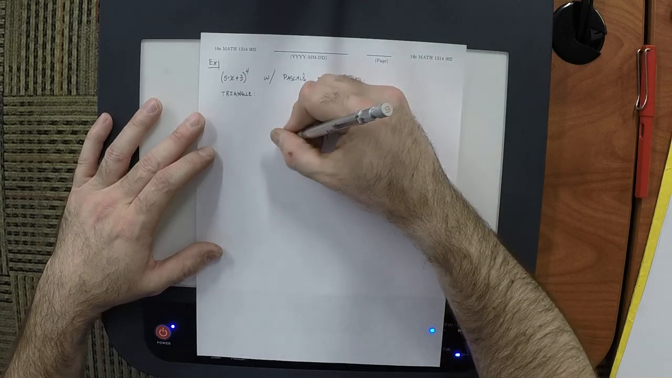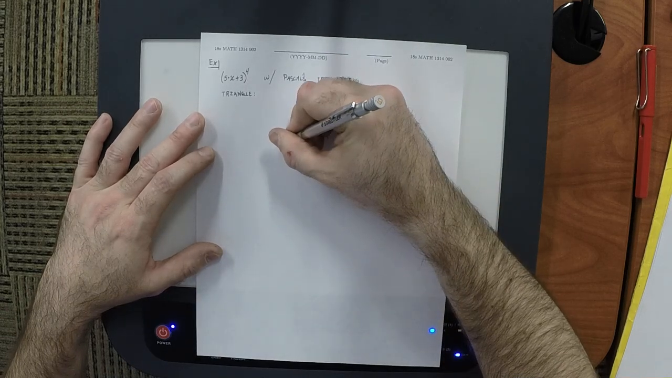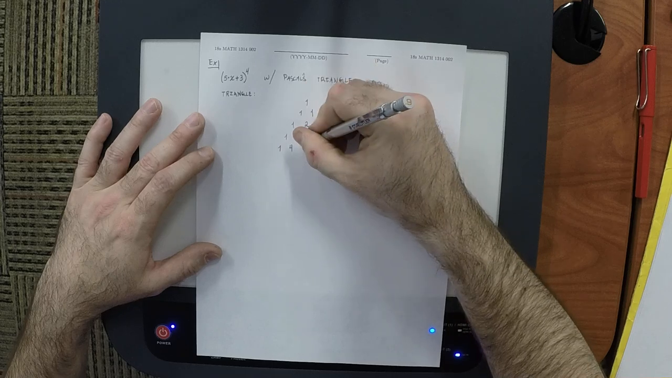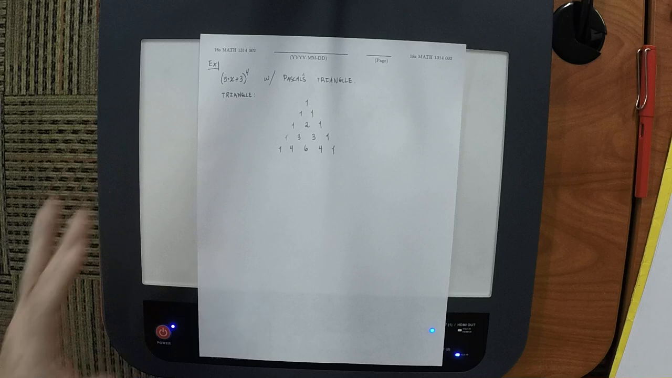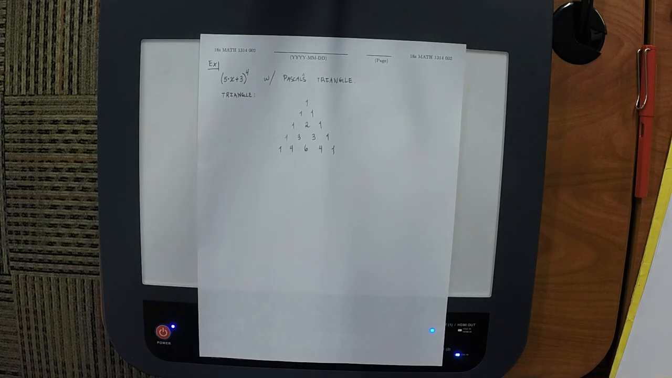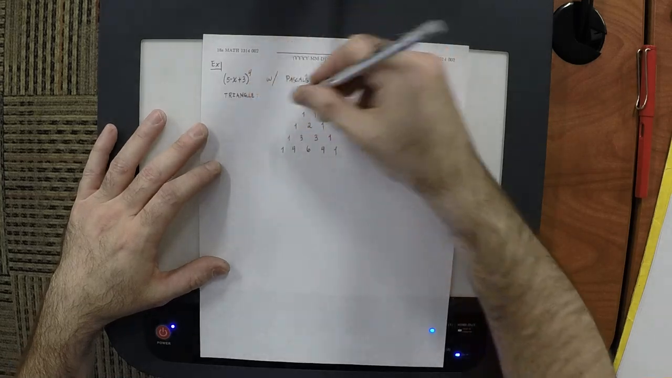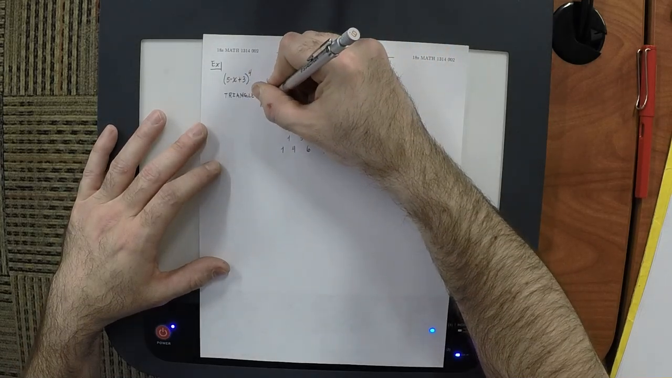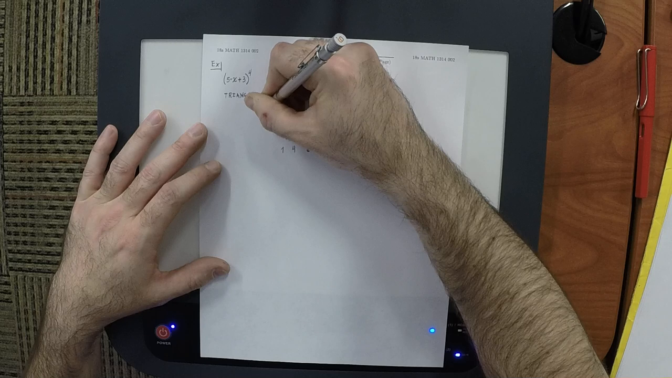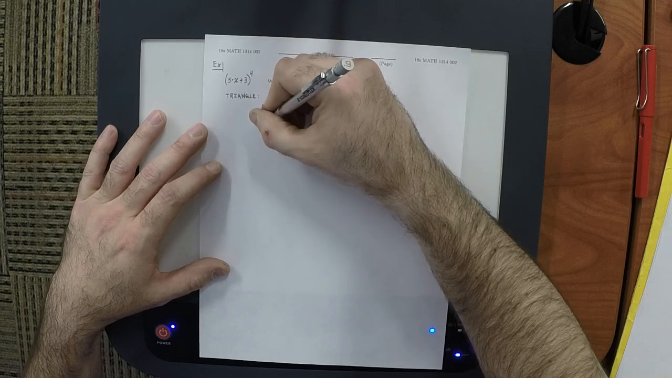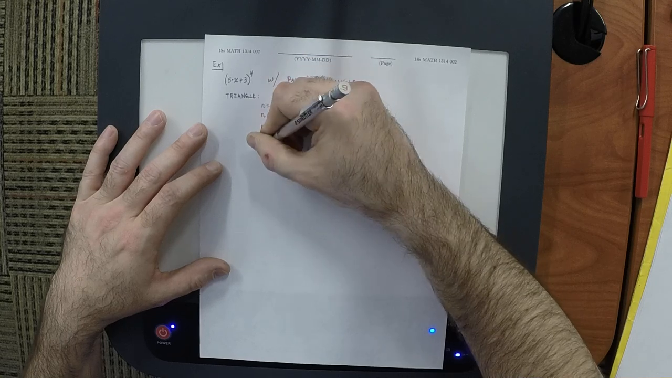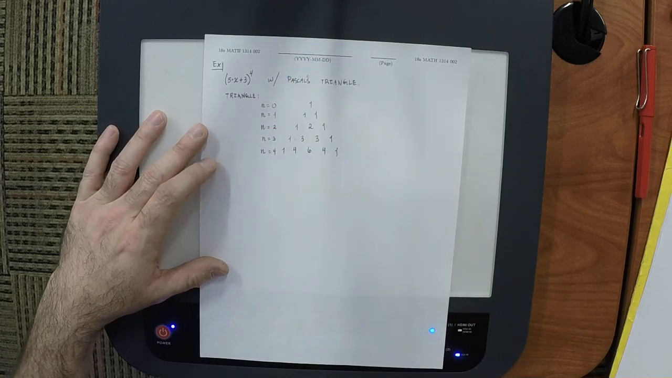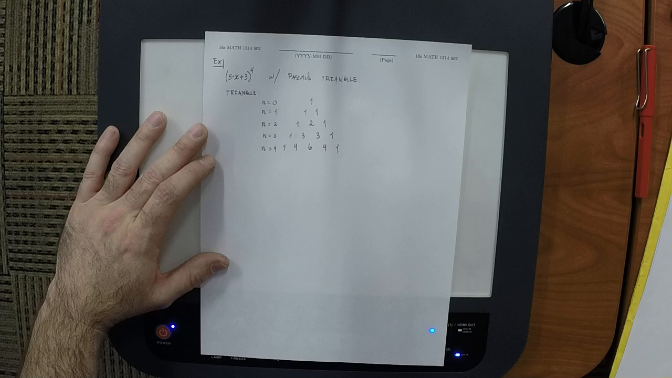And then what's the next row? 1, 4, 6. Right, 1, 4, 6, 4, 1. And how much further do we need to go? That's it, right? Because this one is n is 0. And then the next one is n is 1, then n is 2, and n is 3, and this last one that we wrote is n is 4. So we don't need to go any further than that.